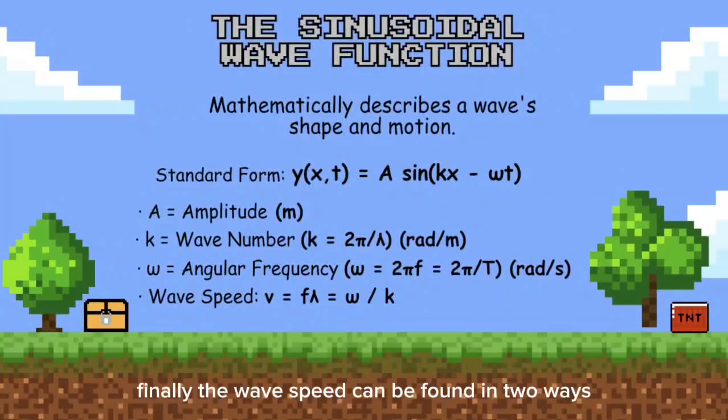Finally, the wave speed can be solved in two ways. The classic speed is equal to frequency times wavelength, or equivalently, speed equals angular frequency divided by wave number.